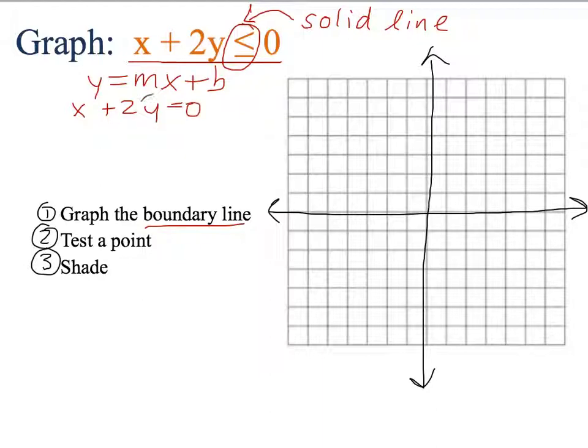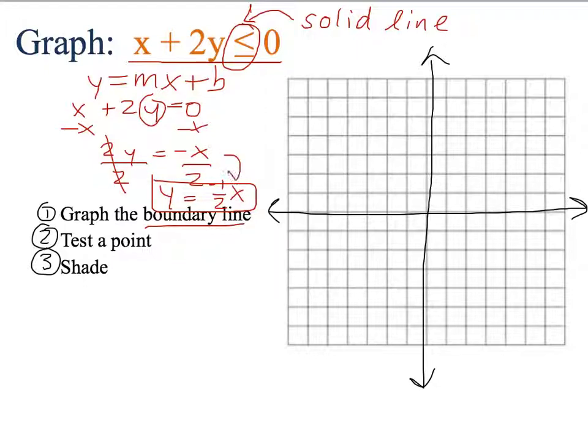Now we're going to solve for y, so I'm going to subtract x from both sides. So you get 2y equals negative x, and then to get y alone, I'm going to divide each side by 2. So you get y equals negative x over 2, which is the same as negative 1/2 x. So these are the same thing. Now this is in a form that's easy to graph.